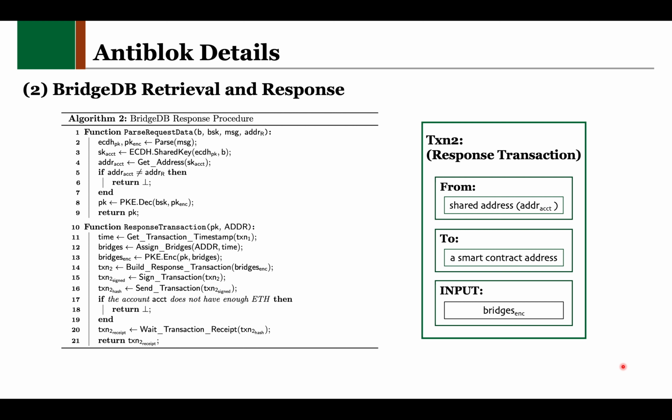information about Tor bridges must be cryptographically protected. Antiblok adopts a public key encryption algorithm to encrypt bridge information into encrypted data. Unlike the request transaction, the response is a contract transaction, which is sent from the shared address to a random smart contract address. Note that the smart contract is not predefined, but is dynamically selected by BridgeDB based on the up-to-date Ethereum ledger. So the encrypted bridge data is concealed in the data of random smart contracts.